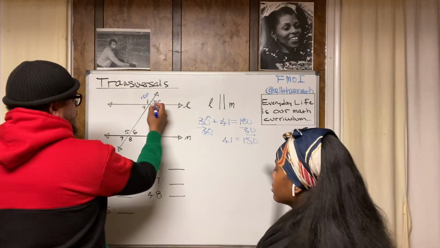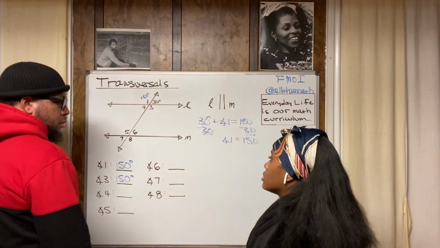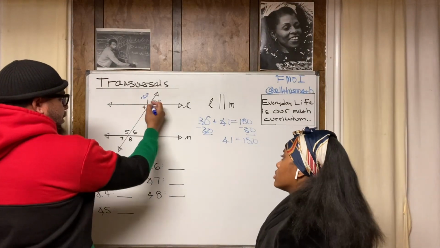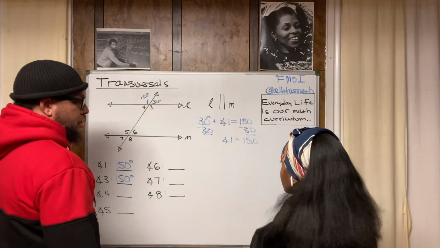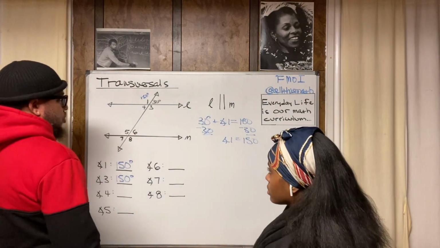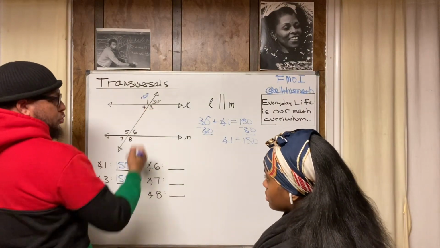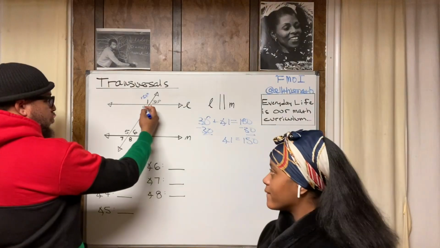So now angle 1 and angle 4 are a linear pair, right? Yeah. Because they form a straight line and they're a pair. They're adjacent to each other. So what does angle 4 have to be? 150. So you're telling me that 150 plus 150 equals 180? 30. That's 30. So angle 4 must be 30.